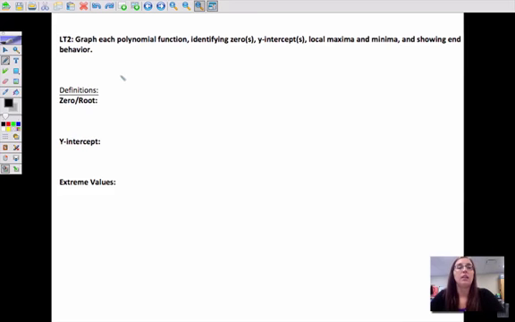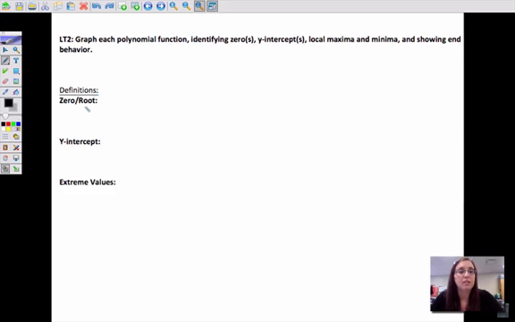So this learning target is all about making the graph of polynomial functions, and in this unit we're mostly going to focus on polynomials with degrees greater than 2. We've already done linear functions and quadratic functions. This is cubic functions, which is power 3 and above. And then on that graph, identifying all the important parts: zeros, y-intercepts, local maxima and minima, and showing end behavior.